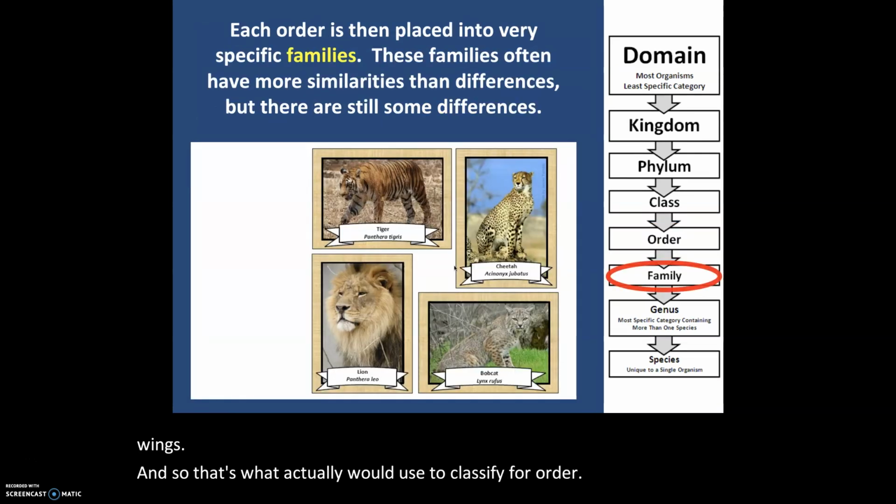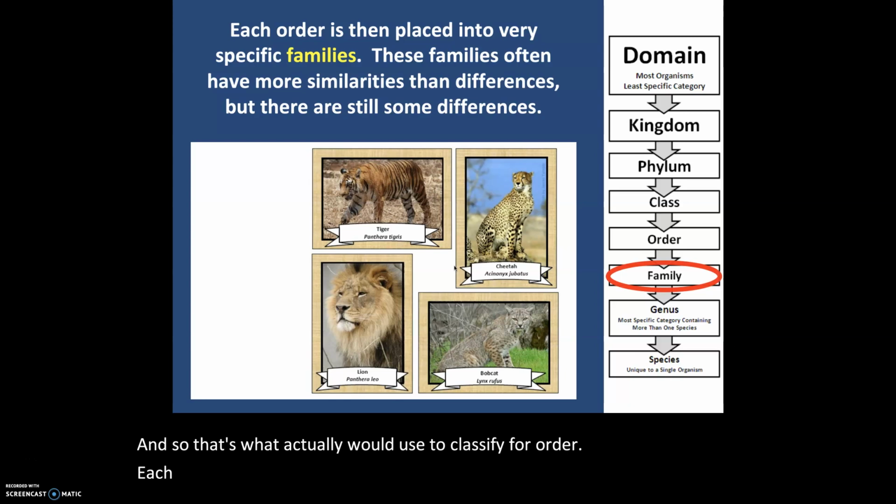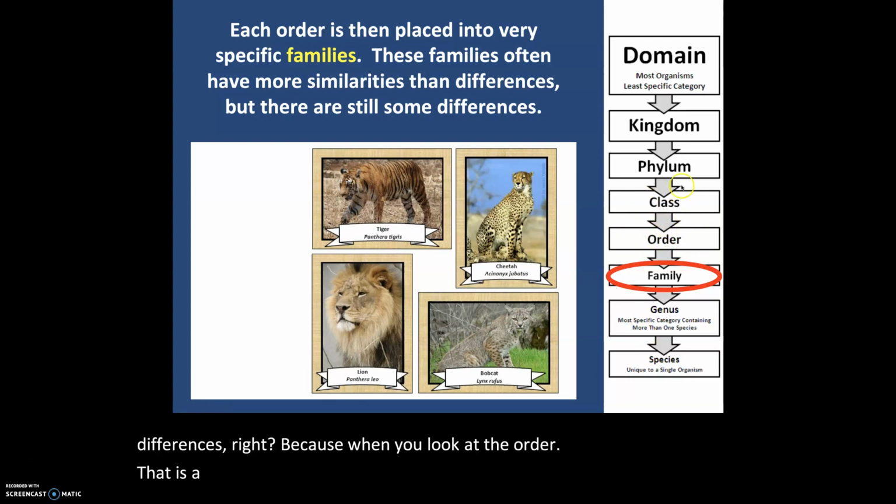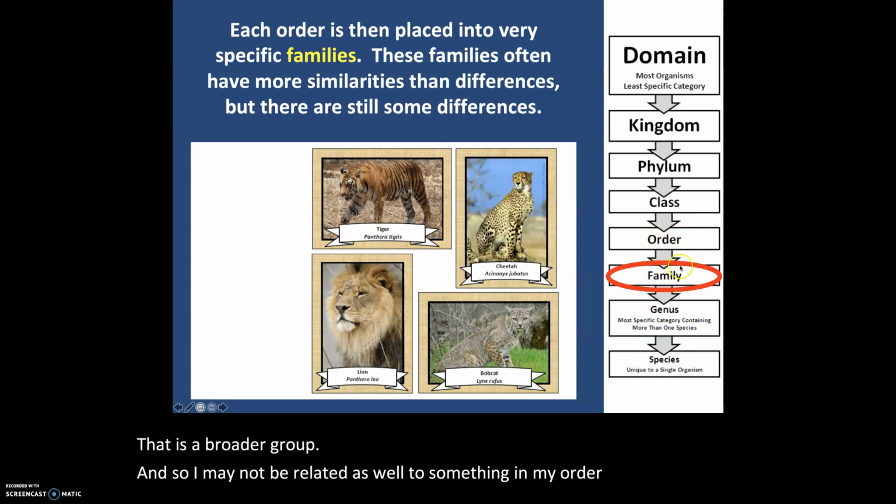Each order is placed into families. These families often have more similarities than differences, right? Because when you look at the order, that is a broader group. And so I may not be related as well to something in my order, but I'll be more closely related to something in my family.